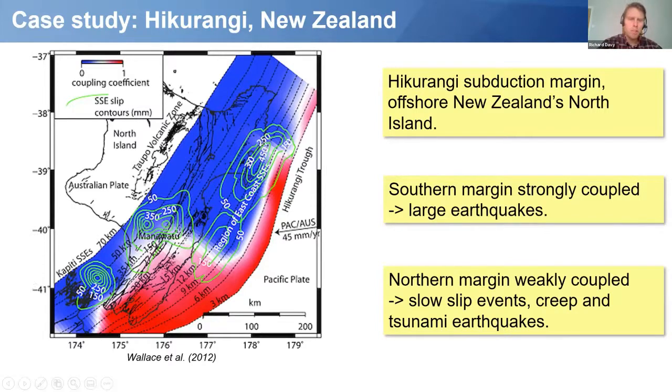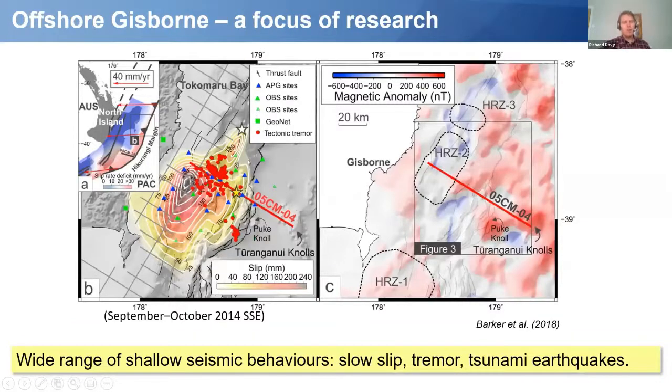So we're going to zoom in just offshore Gisborne, which is around the middle of the slow slip event in here. Our new experiment is coincident with this previous study called 05704, which is a reflection profile through here. And this was really targeting this kind of multiple seismic mode.